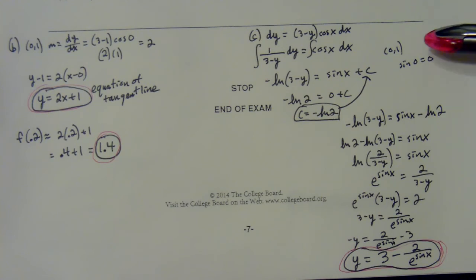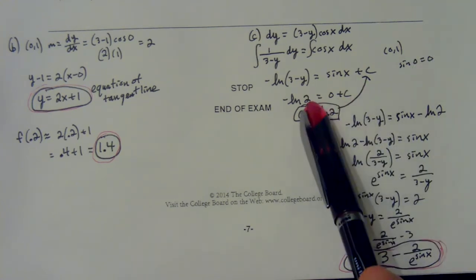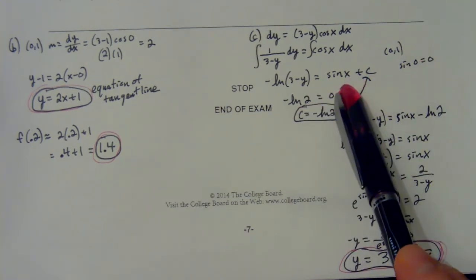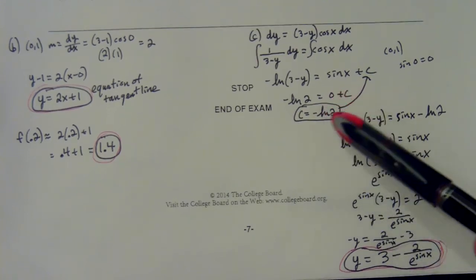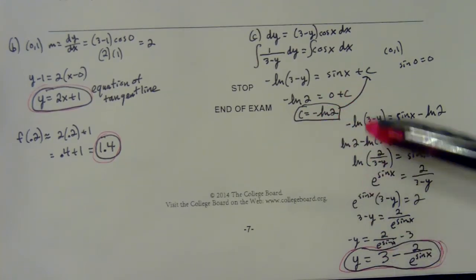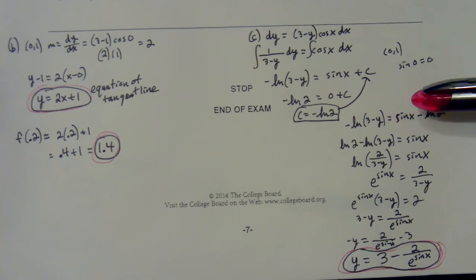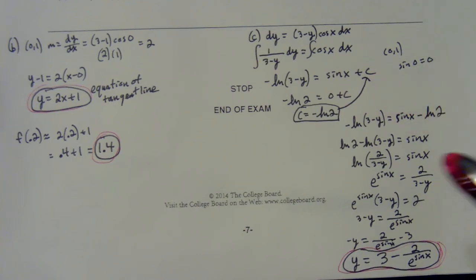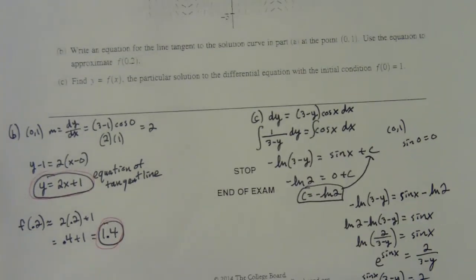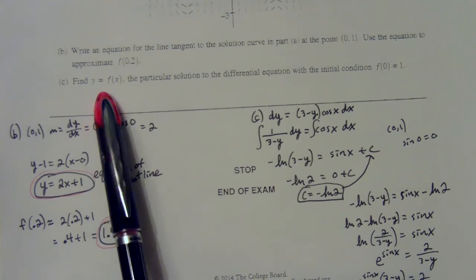They tell us the initial condition is 0, 1, so plug the 1 in for the y, plug the 0 in for the x. Sine of 0 is 0, so you get c is negative ln of 2, and then plop that back in right there. We've got a chunk of points on this already. Now we just have to solve this for y, and you know you're supposed to solve for y because it seems like we always do on these problems, and it says y equals right there, so you have to get that y by itself.